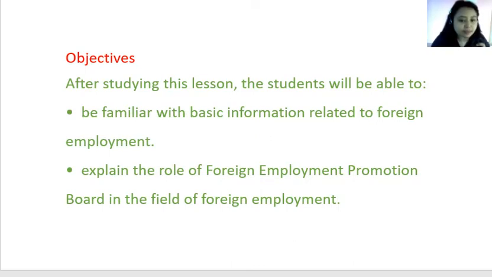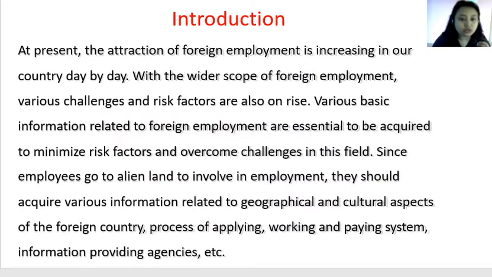The main objectives of this lesson are that you will be familiar with the basic information related to foreign employment, as well as be able to explain the role of the foreign employment promotion board in the field of foreign employment. Why is foreign employment necessary, why do people have to migrate to foreign countries and earn money? So the basic role of foreign employment is to be studied in this lesson.